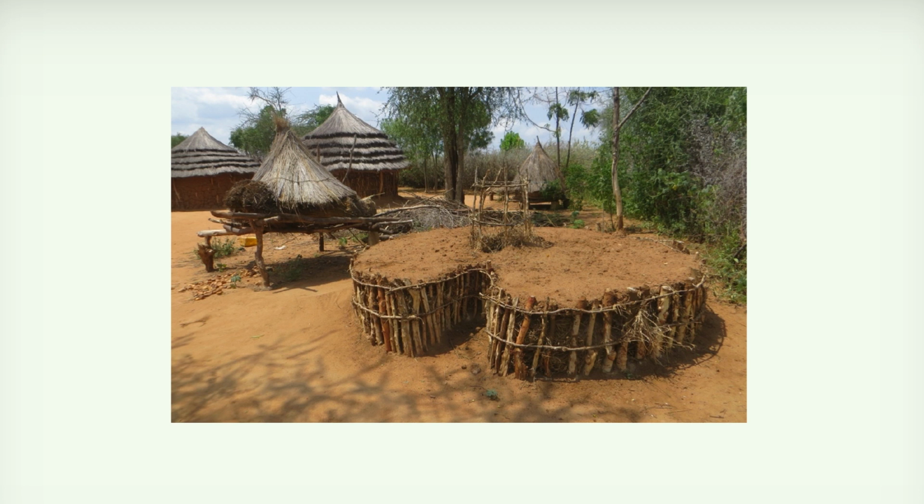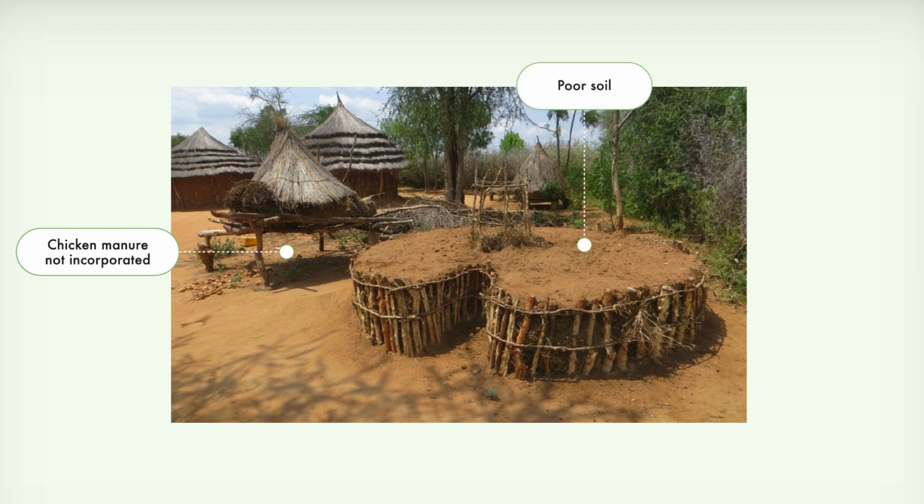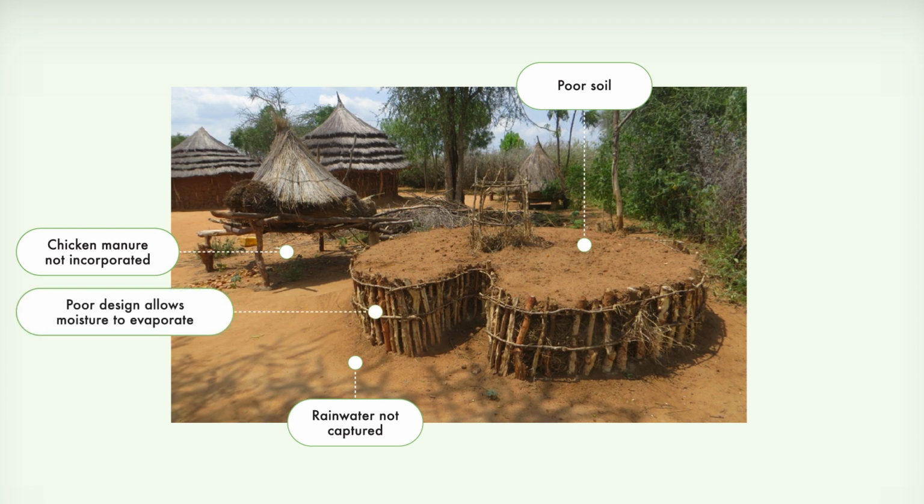There are no efforts to incorporate the chicken manure next to the bed to build soil fertility. Instead, the bed is built with poor soil, and the compost hole in the middle fails to provide nutrients for the whole bed. Rainwater is not being captured. Rather, it is being directed away from the bed. In addition, the high sides of the bed are allowing even more soil moisture to evaporate.